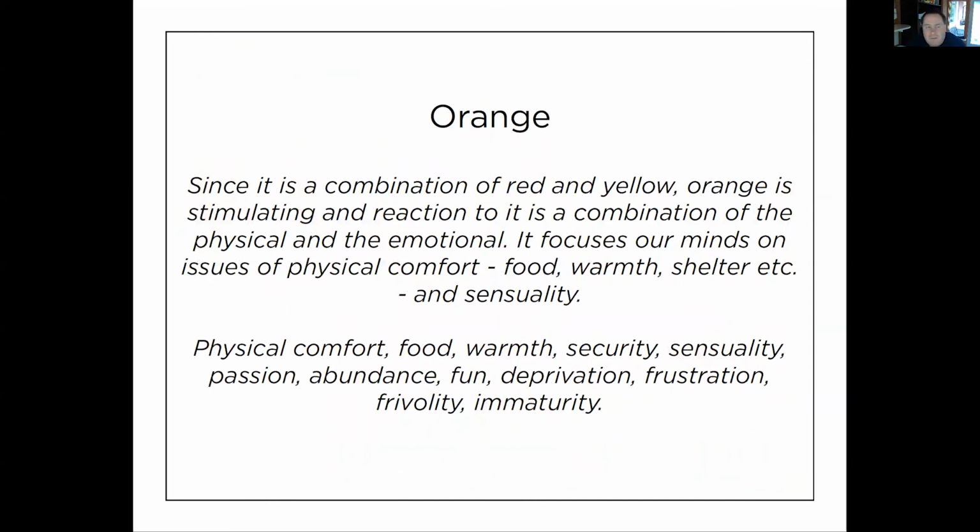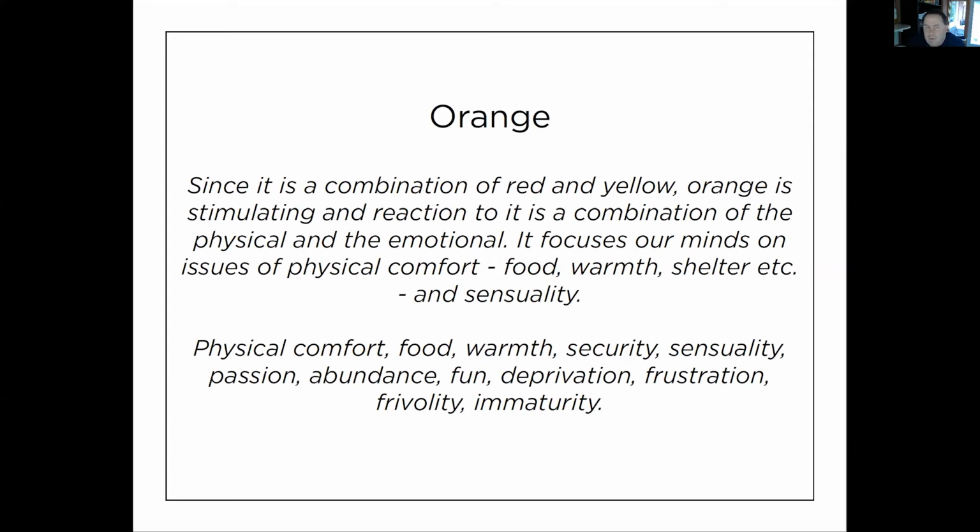Orange, since it is a combination of red and yellow, is a stimulating reaction. It is a combination of the physical and the emotional. It focuses our minds on issues of physical comfort, food, warmth, shelter, etc., and sensuality. The physical comfort, food, basically all these particular words there.